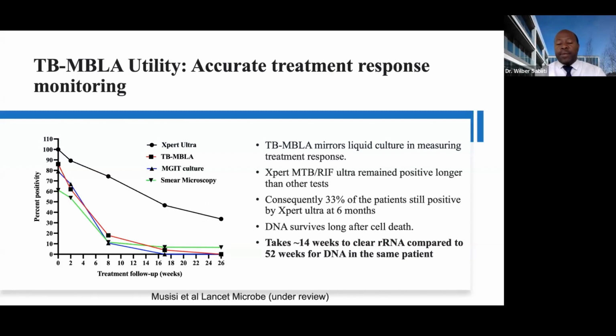So we found that it takes 14 weeks to clear ribosomal RNA compared to 52 weeks for DNA in the same patient. So for DNA, you'd need at least a whole year before you know if the patient has responded to treatment.